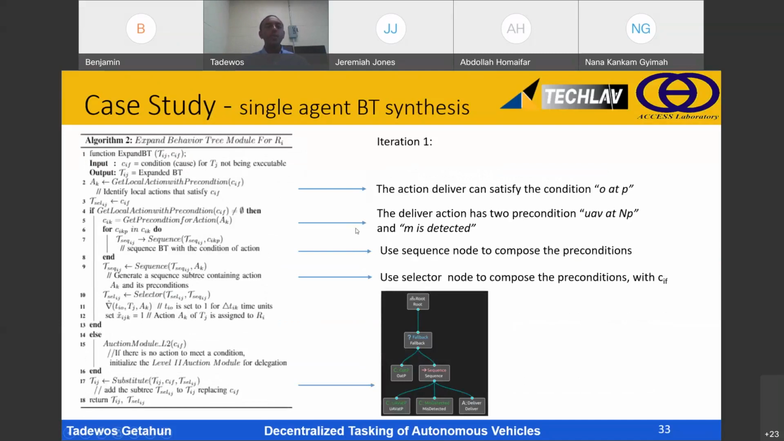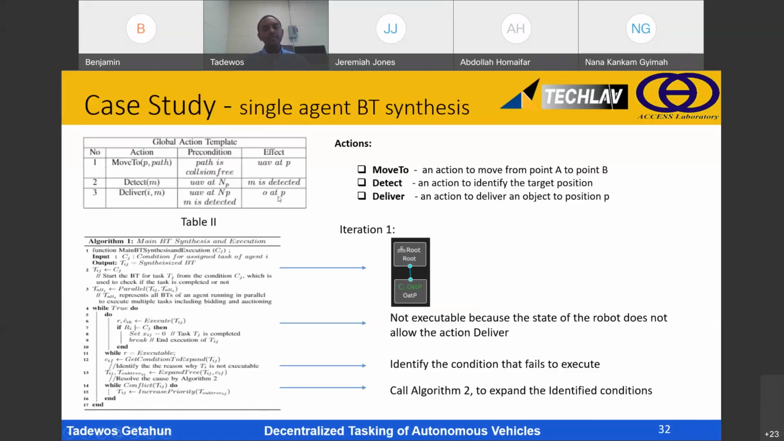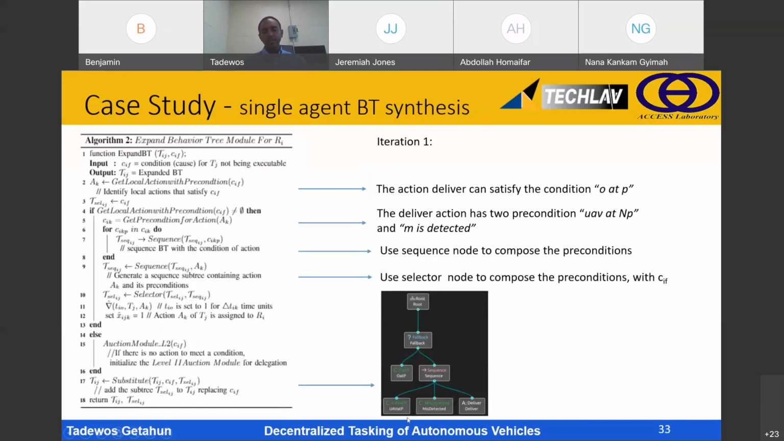Then, since O at P is not executable, we have to identify the issue and perform synthesis. The issue here is that O at P failed. The reason it failed is because these two conditions are not satisfied. Here you can see we identified the action that can satisfy the condition O at P. So the UAV has to be near P and M has to be detected. Then we can perform action deliver. If we can perform action deliver, it means our condition O at P will be satisfied.